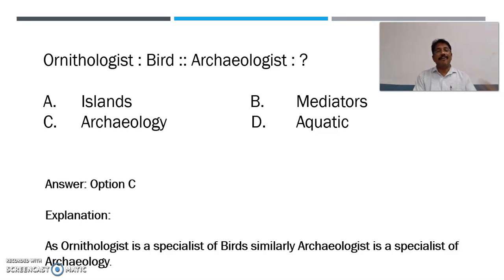Ornithologist, bird, archaeologist. What is the next one? Ornithologist: the person who researches the living, nature, behavior, everything concerned with birds is called an ornithologist. Or simply, an ornithologist is a specialist of birds. And now archaeologist. Archaeology means they will study different archaeological things. So it's concerned with archaeology.